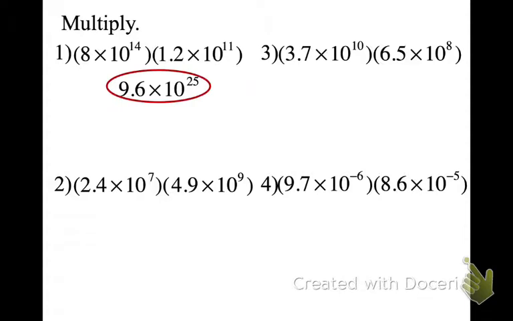Okay, let's try the next one. Now notice, is this in scientific notation? No. It's got to be made smaller by 1 decimal. Move the decimal over one place. So 10 to the 16th becomes 10 to the 17th because that has to get bigger. Okay, pause the recording and try the next two on your own.